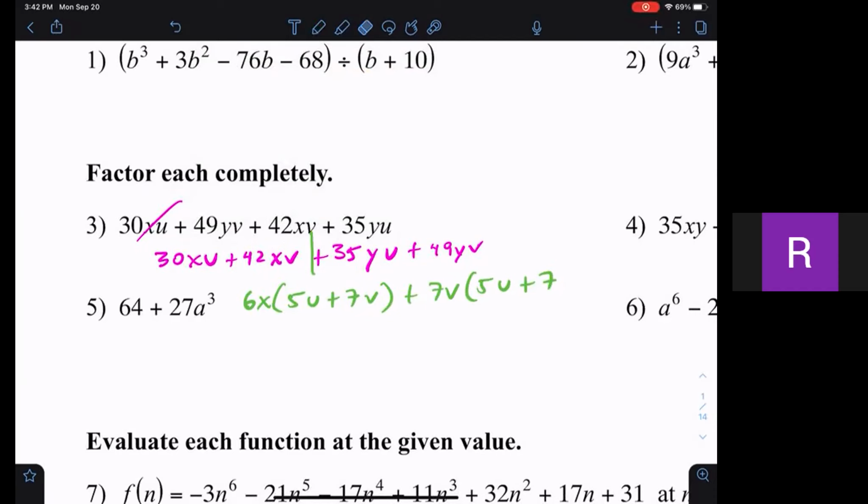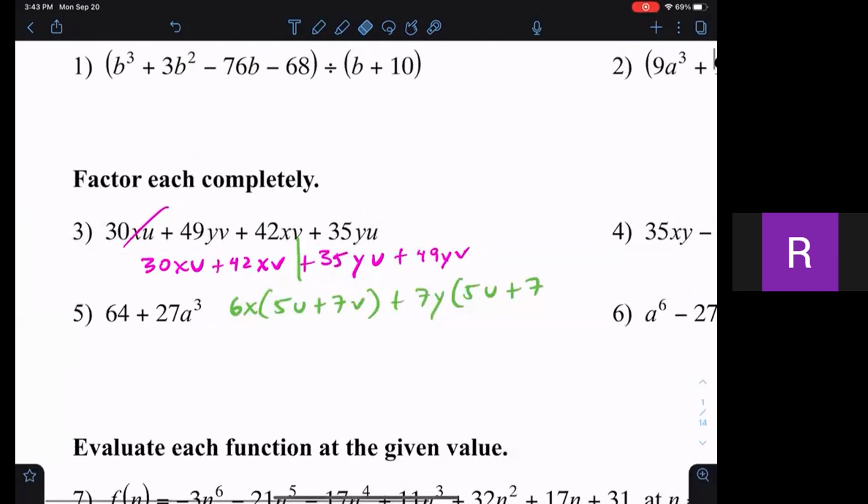Yeah. Oh, this is u and b. They have y in common, right? So this is y. So they have 5u, and this is 7v, right? Now you have the same, right? This is the same as that. So since it's factored, I just need to put them together: 6x plus 7y, and the GCF was 5u plus 7b. That's it. That's the answer.